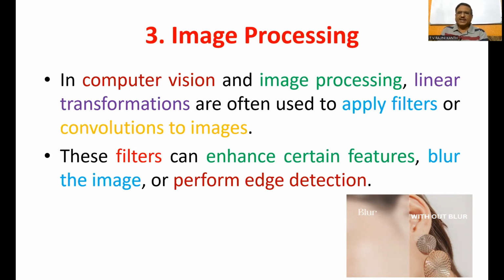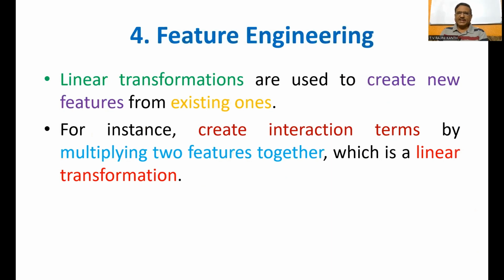In computer vision and image processing, linear transformations are often used to apply filters or convolution to images. These filters can enhance certain features, blur the image, or perform edge detection. Feature engineering: linear transformations are used to create new features from the existing ones. For example, you can create interaction terms by multiplying two features together, which is a linear transformation.